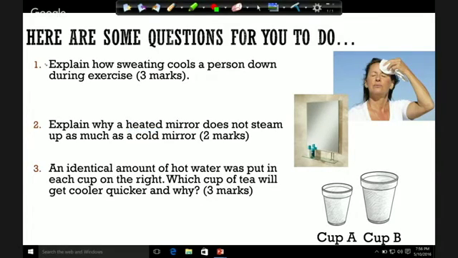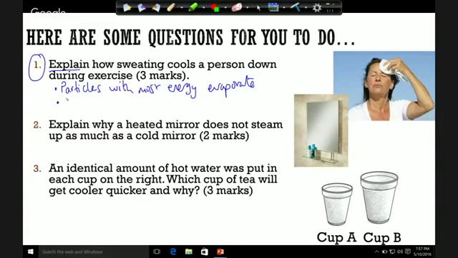Okay, let's start here and think about the first question. It's a really difficult explain question. It says, explain how sweating cools a person down during exercise. So for the 3 marks, you want that first idea that the particles with the most energy leave or evaporate.